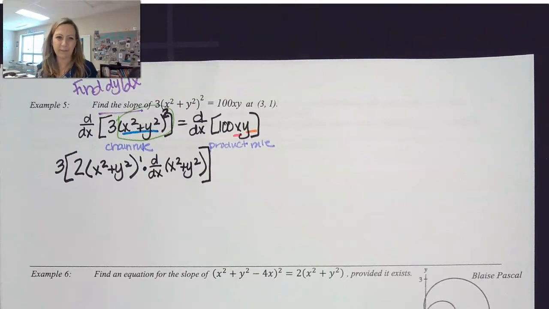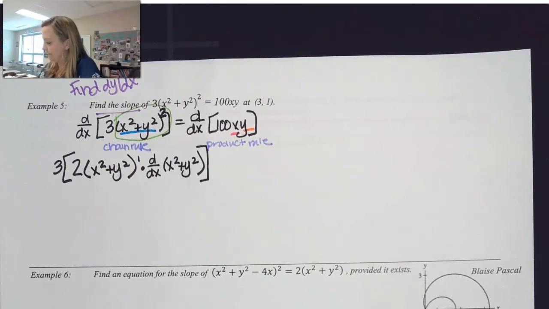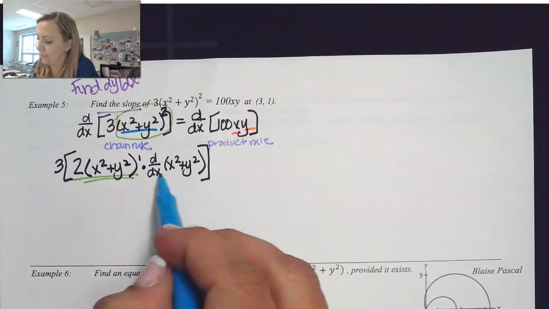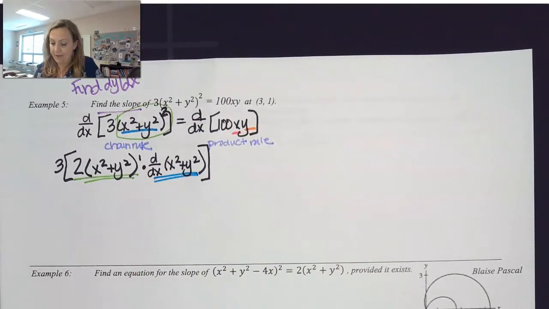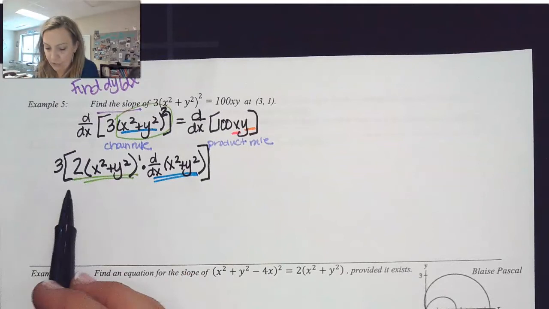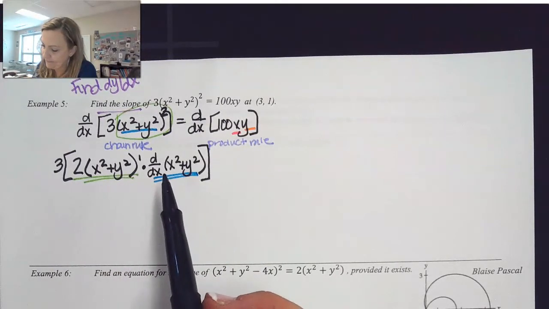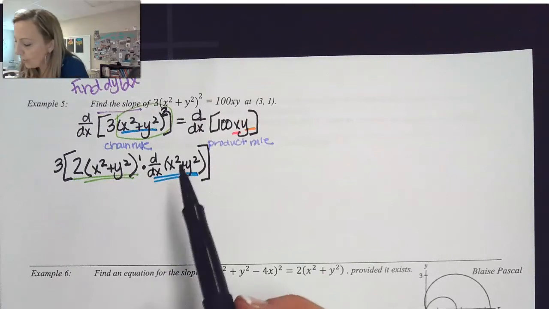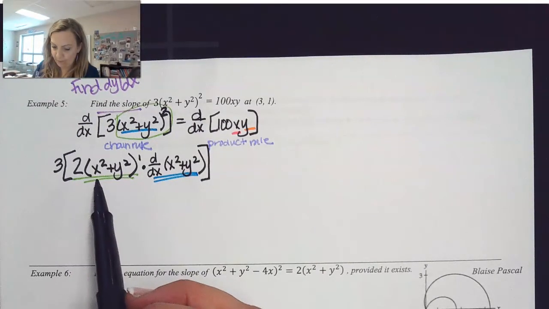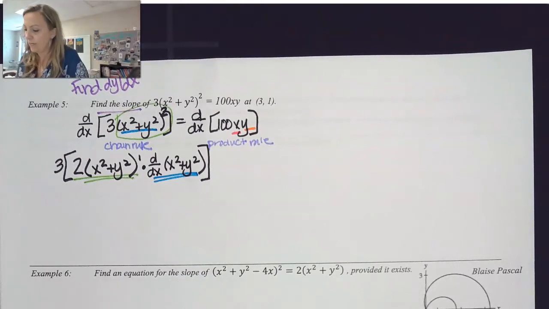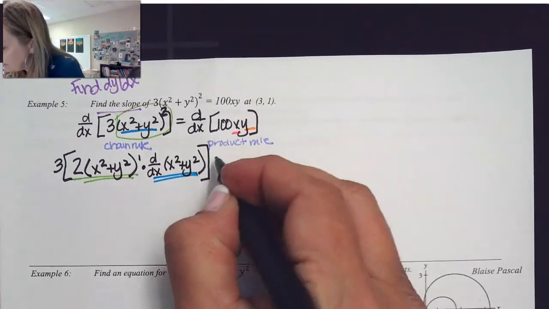Okay. So again, this was our outside function, and then this was our inside function that we're still dealing with. Okay. So now what I can do is, let's see, I could distribute this if I wanted to. We'll just finish the other side.